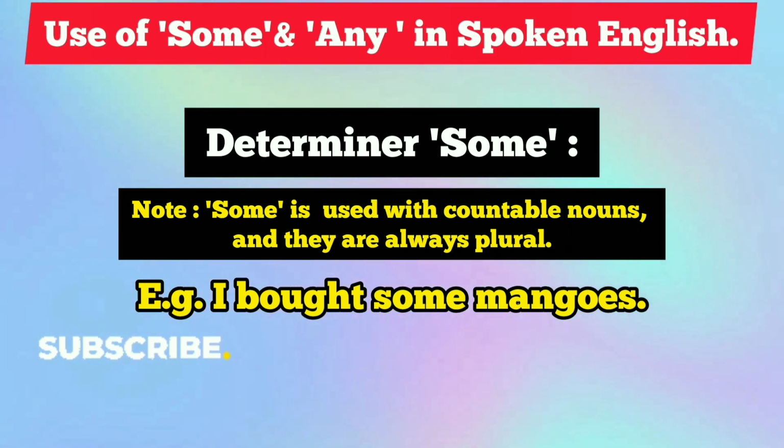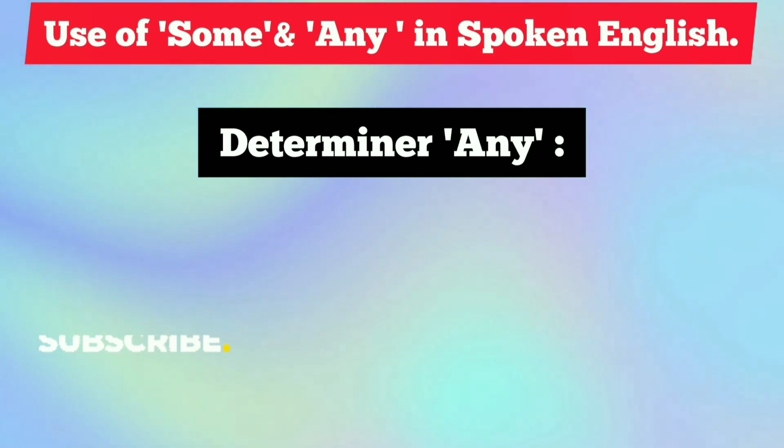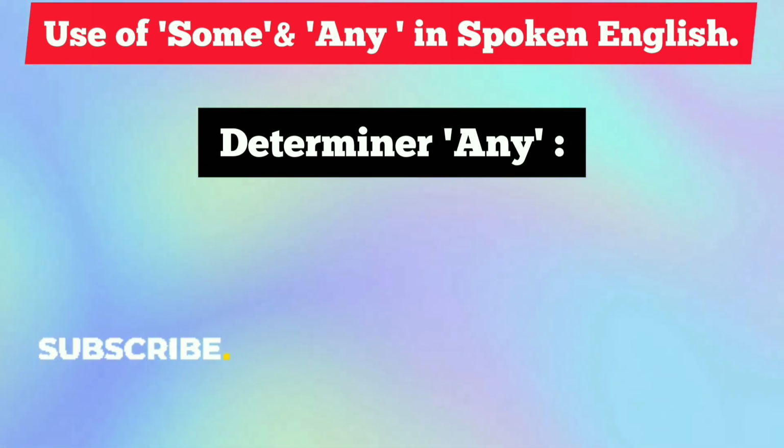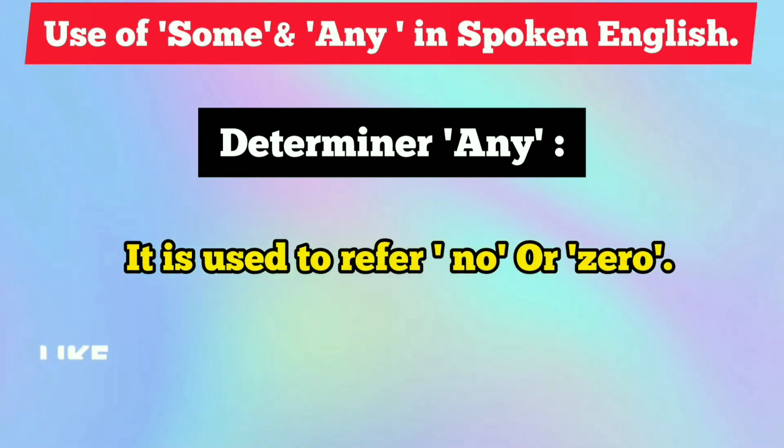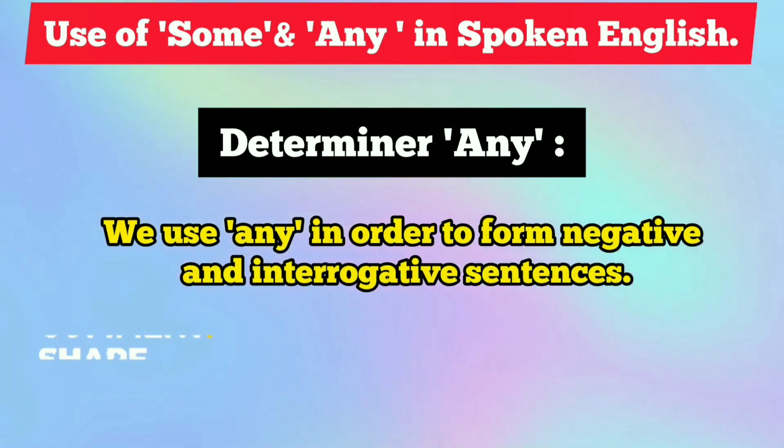So up next I'm going to tell you about any. It is also a determiner, as you know, and it is used to refer to no or zero. When you want to signify no or zero, that time you use any. And let me tell you, we use any in order to form negative and interrogative sentences.